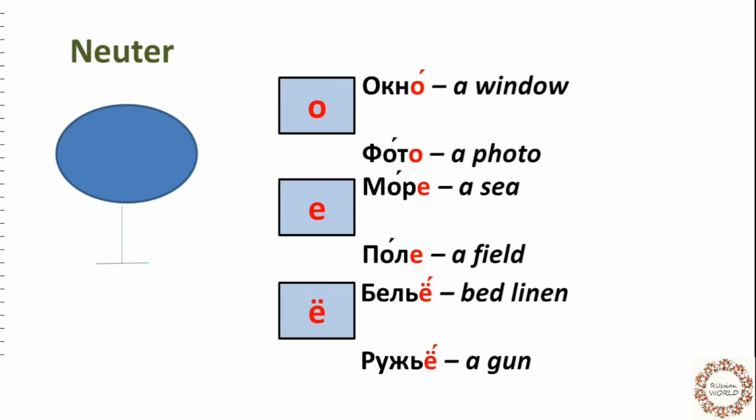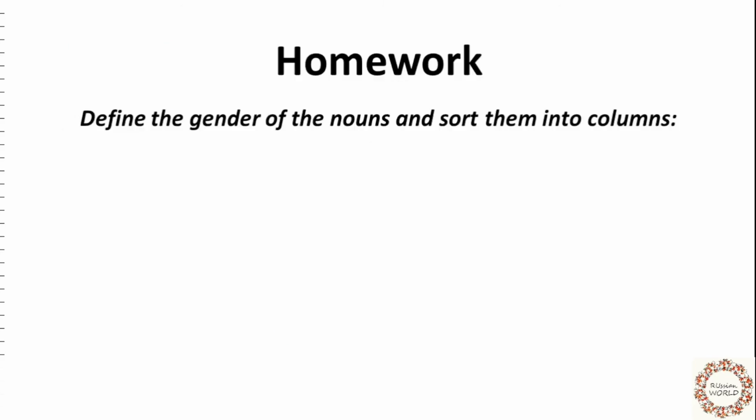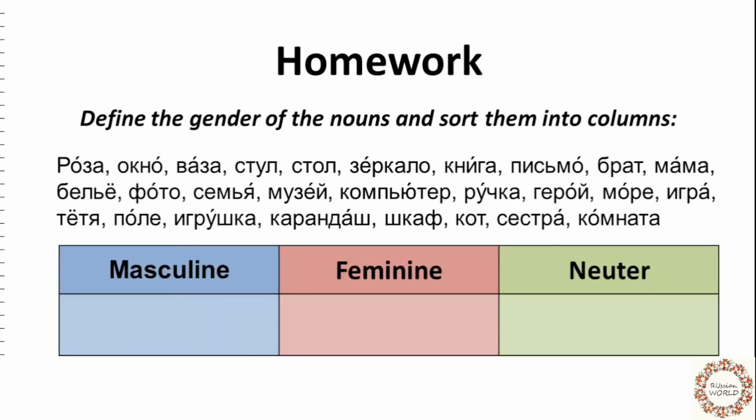There are nouns which end with a soft sign, and we will talk about them in our next lesson. Also, we will talk about exceptions. And here is your homework. Your task is to identify the gender of each noun. Remember, there are 3 genders in the Russian language: masculine, feminine, and neuter.